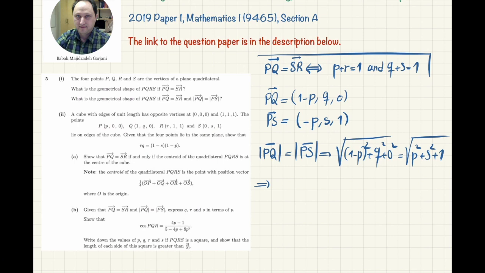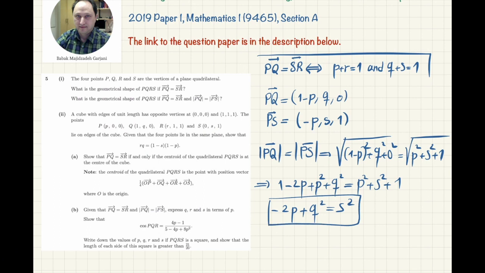So I expand the first one by quadratic rule, and then I have Q squared is equal to P squared plus S squared plus 1. And then you see that this P squared and this P squared, and this one and that one, are cancelled. So what is left for me is minus 2P plus Q squared is S squared. Yes, so this is also one relation. Now let us read what is wanted. We are supposed to express Q, R, and S in terms of P.